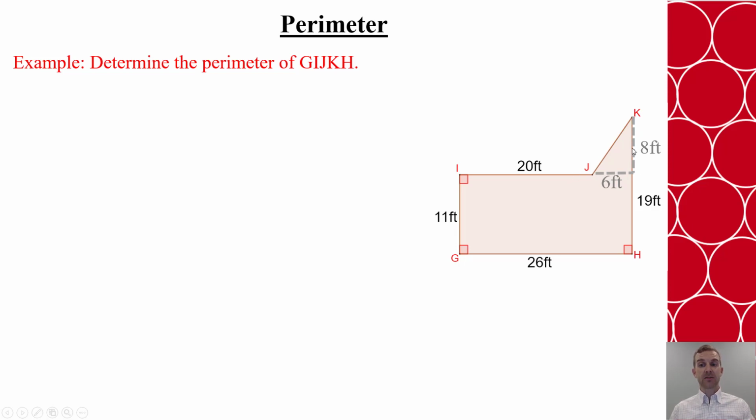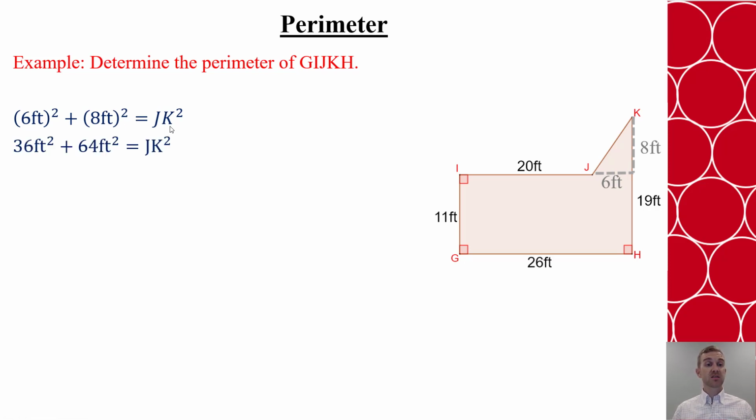Now that I have a triangle, I should recognize, because of these 3 90-degree angles, that this will also be a 90-degree angle, forming a right triangle. Therefore, we can use the Pythagorean theorem to find the length of JK. So 6 feet squared plus 8 feet squared will equal JK squared. That will give me 36 square feet plus 64 square feet to equal JK squared.